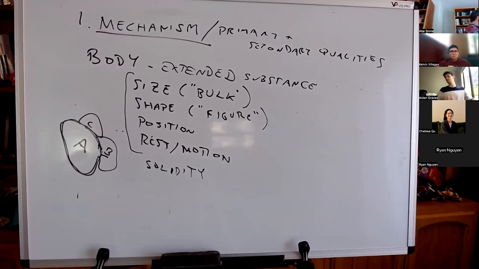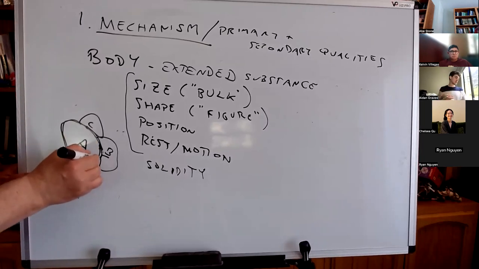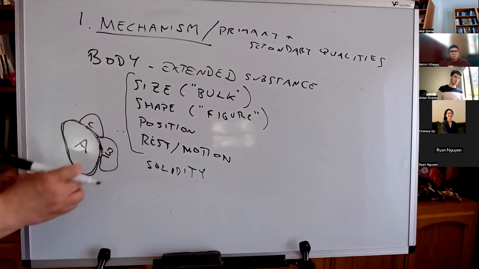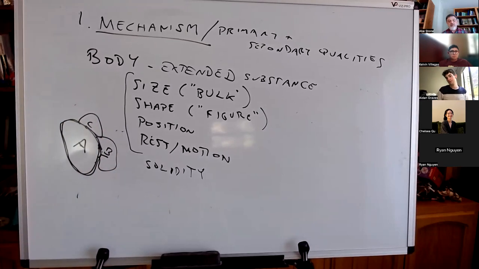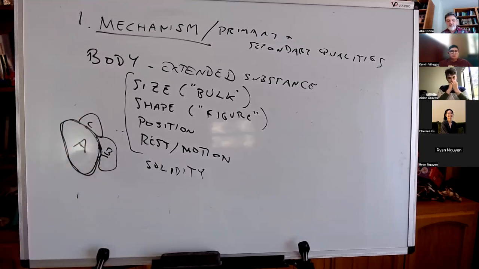So this power is kind of like infinitely strong, so to speak, right? No matter how hard it pushes, B can't be in A's space. Now, A can move out of the way. But as long as A remains there, it absolutely resists any other body being in its space.